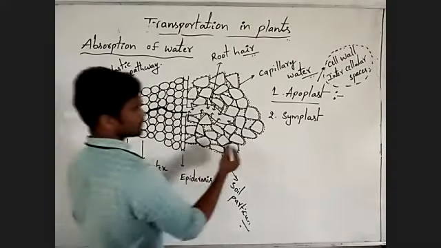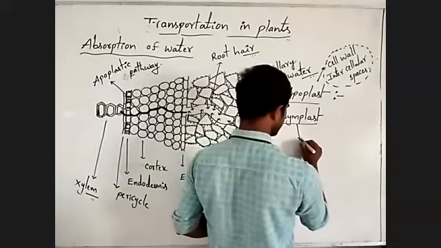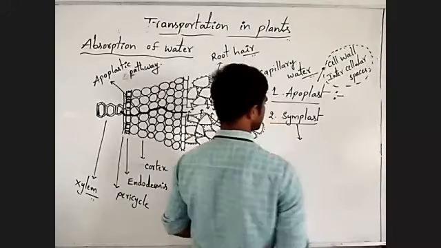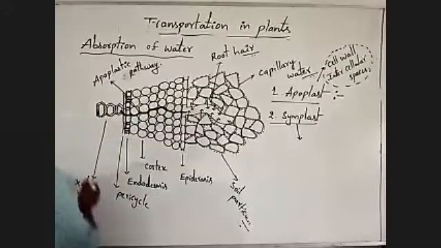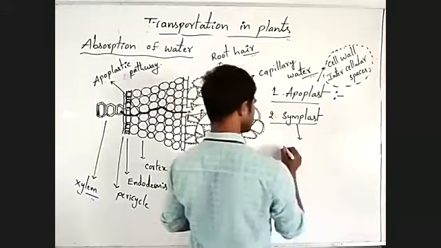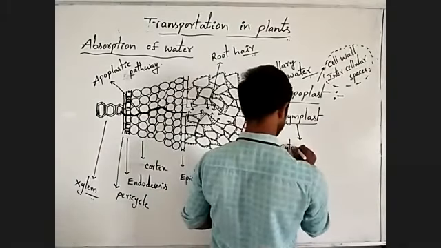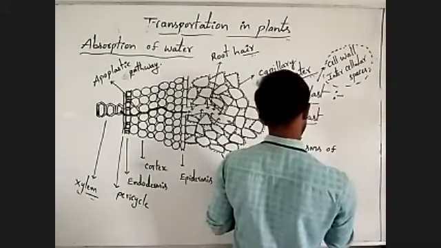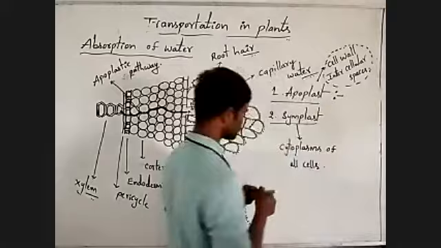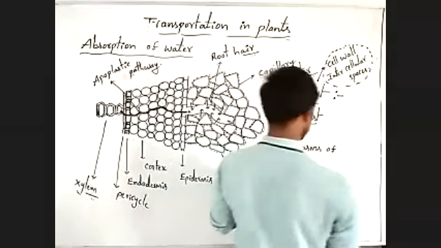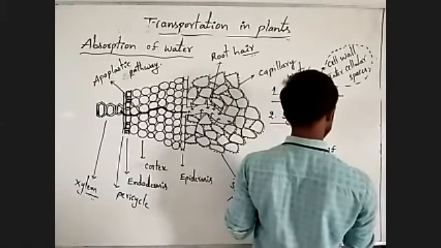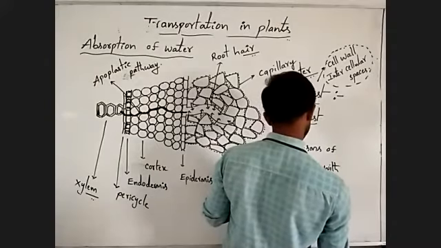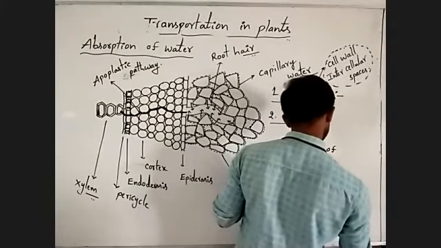Next, symplastic pathway or symplastic way is made up of protoplasm or cytoplasm of all the cells. Cytoplasms of all cells are connected with the plasmodesmata. Plasmodesmata. Yes.